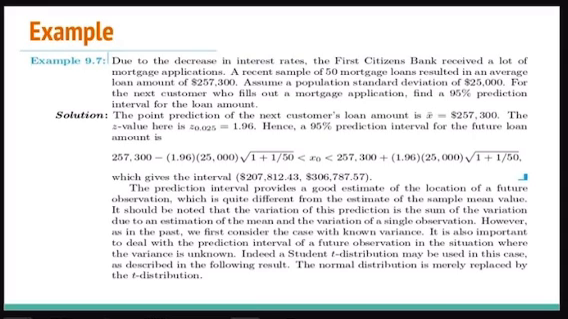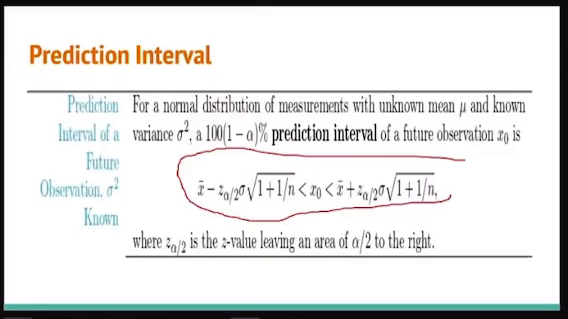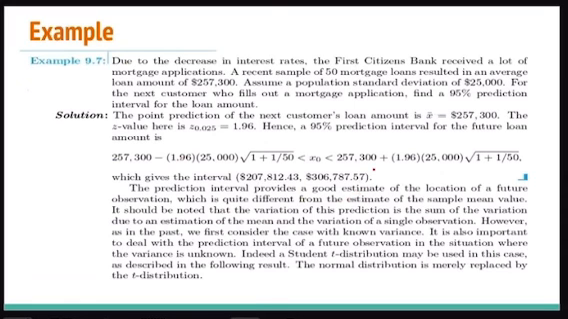Now, all you're going to do is take a look at this formula here. This is what you're going to use. Get the mean, the z-score based on the level of confidence, sigma, the population standard deviation, and of course inside the square root, n is the sample size. Now, when you do that, I need you to take a look at this.